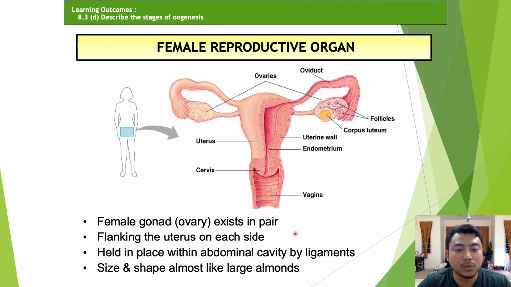The testis also comes in pair, flanking the uterus on each side. Flanking maksudnya side by side lah, mengelilingi, berada di sebelah. Held in place within abdominal cavity by ligaments. So this is the ligaments. The size and shape almost like large almonds. Size dia hanya macam sebesar almond sajalah. So it's not that big anyway.